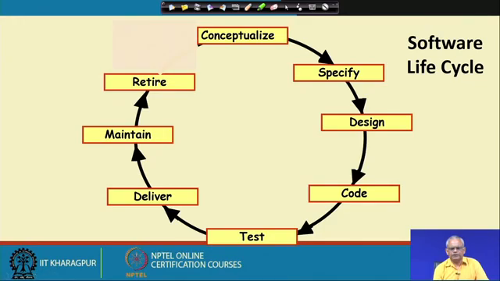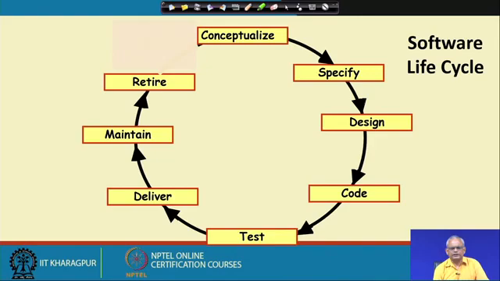At a very conceptual level, we have some notion of a life cycle. A life cycle is the set of stages through which something evolves. For example, a human being's life cycle goes from child, adult, old age, retired and so on. Similar is the software life cycle.